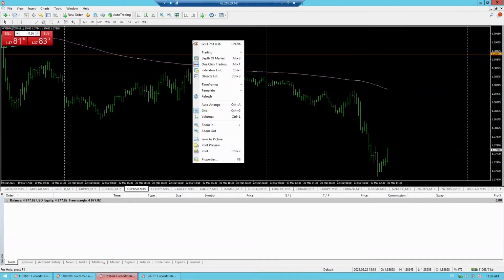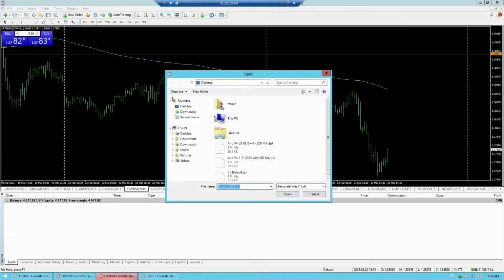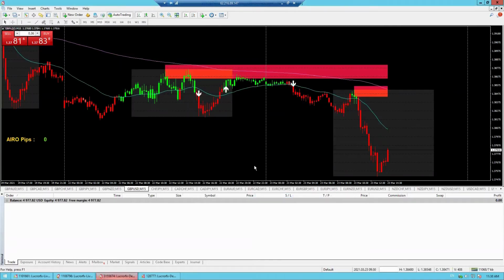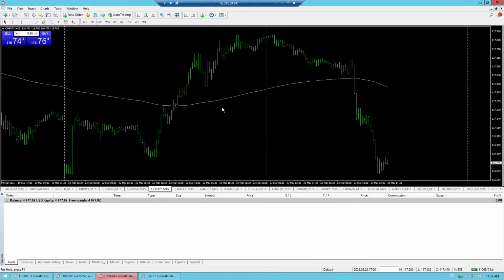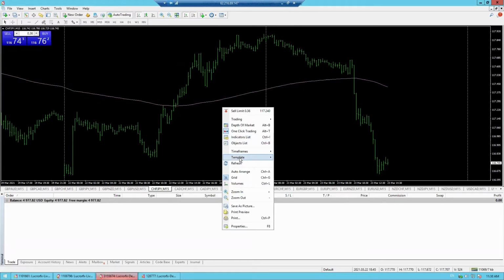So right click, go to template, load, and here's my version 4.1. This one I'm going to delete because this one doesn't work anymore. We'll right click on that one, the old version, delete it. And I'm going to use my 4.1, click, open, boom, there it is. And then you just come right along with these tabs and just keep reloading everything with the templates.